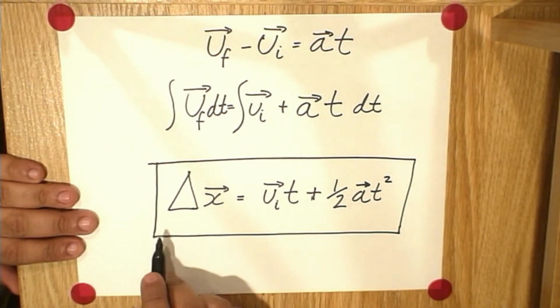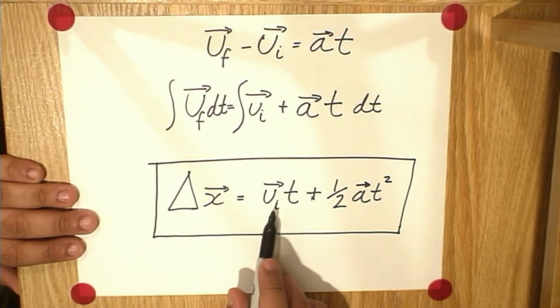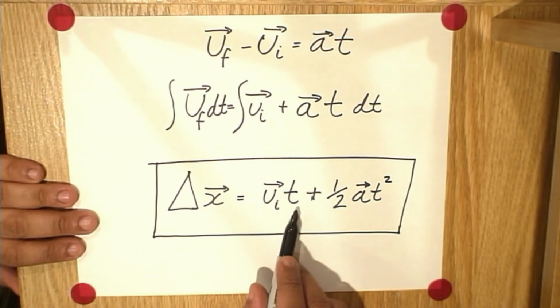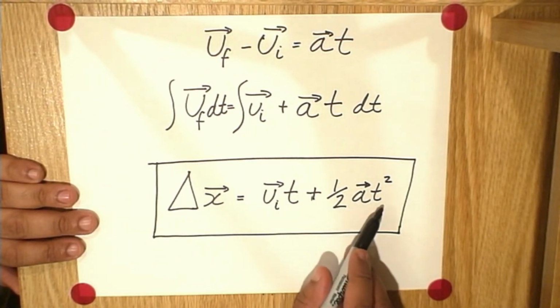This equation says that the displacement of an object is equal to its initial velocity times however long we were examining it, plus 1/2 the acceleration times that time squared.